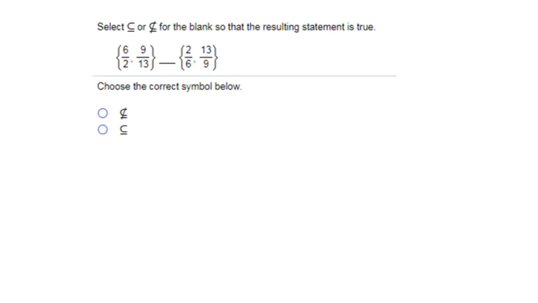Select subset or not a subset for the blank so that the resulting statement is true. So you want to be careful when you take a look at these fractions. The first set says 6 over 2 and 9 over 13. And you want to take a look and see if those two fractions are contained in the second set, which they are not. So the answer on here would be that the first one is not a subset of the second set. All right, so the second set actually contains the reciprocals of the first set, but it does not contain the exact original elements from the first set.